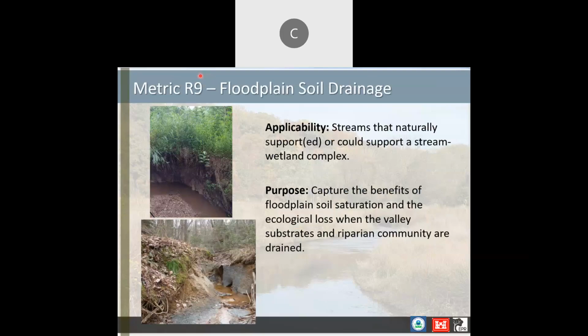And we are going to talk about metric 9 next, floodplain soil drainage. This is one of the 2 metrics that is not always going to be applicable. So first you have to determine whether or not the valley naturally supports, supported, or could support a stream wetland complex. And this metric is to capture the benefits of floodplain soil saturation and the ecological loss when the valley substrates and riparian community are drained. The parameter that it's assessing is hyporheic exchange or groundwater surface water exchange, but just to note, this does focus on lateral exchange and does not quantify vertical exchange.